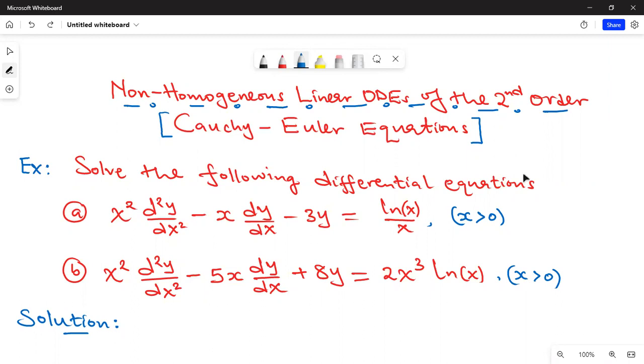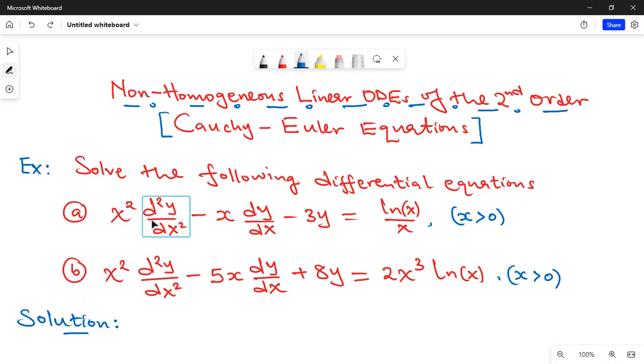Today we are going to look at non-homogeneous linear ODEs of the second order, and in particular we are going to look at Cauchy Euler equations. Now we are given this question. We are asked to solve the following differential equations.